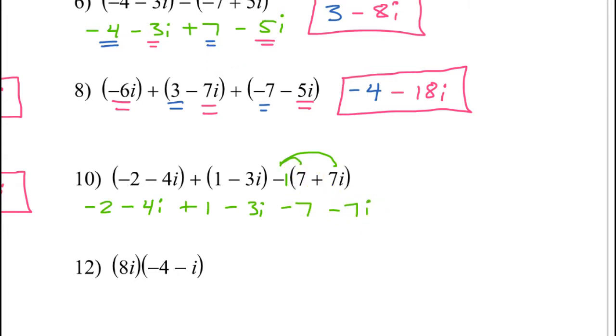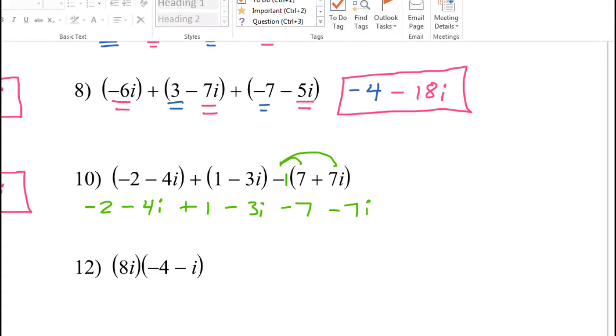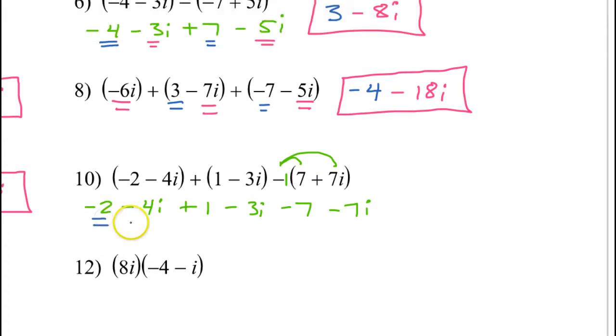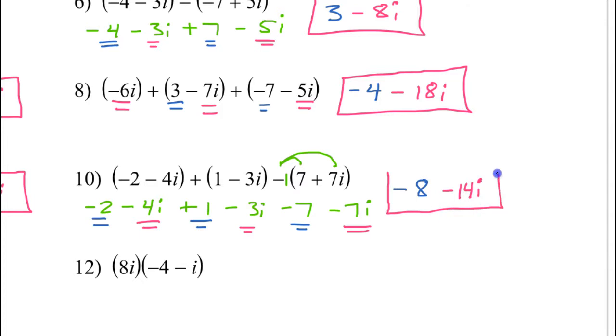Now I can combine my like terms. The real parts. Negative 2 and positive 1 make negative 1. Negative 1 and negative 7 make negative 8. So I have negative 8. Now the imaginary parts. I have negative 4i and negative 3i. That's negative 7i. Negative 7i and another negative 7i make minus 14i. So that is the answer to number 10.